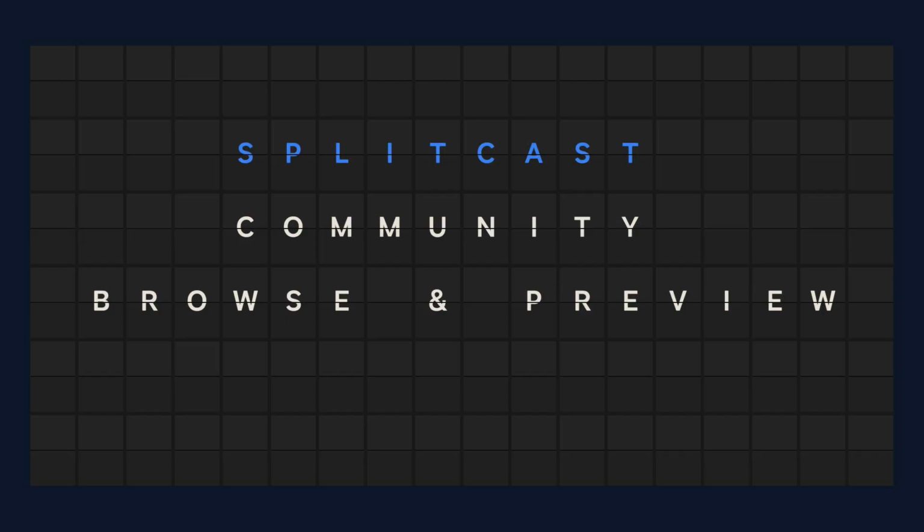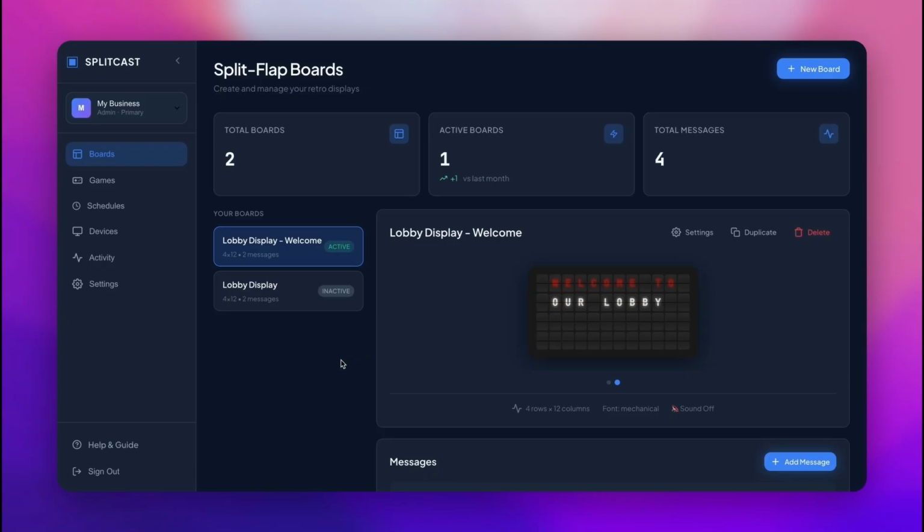In this video, you'll learn how to browse the community library, where you can discover trivia games created by other users, preview them, and add them to your own collection. It's the fastest way to find great content. You just need a SplitCast account. The community library is available on all plans.